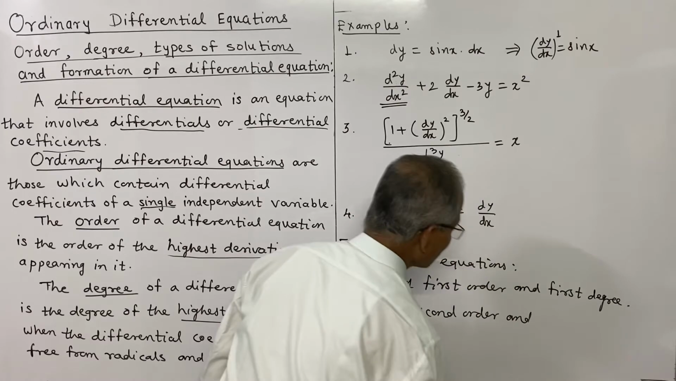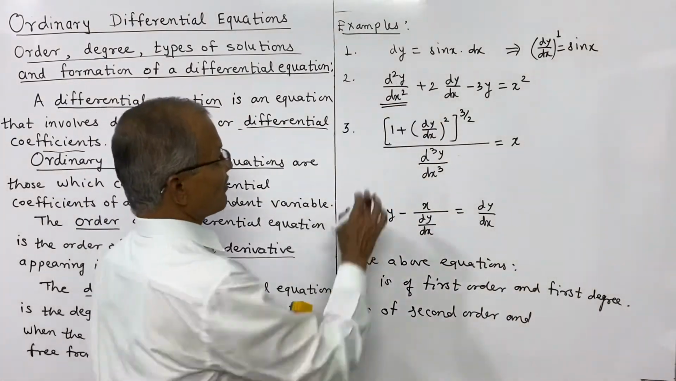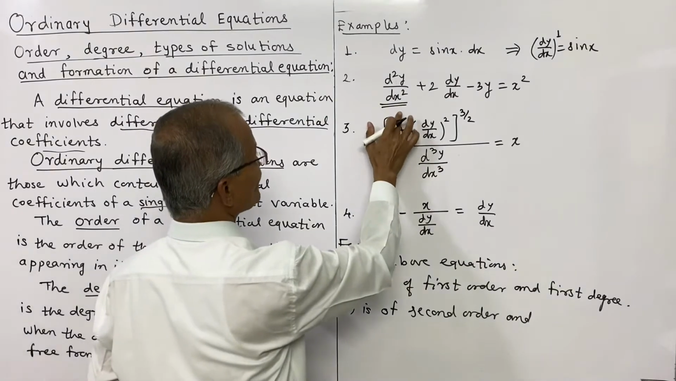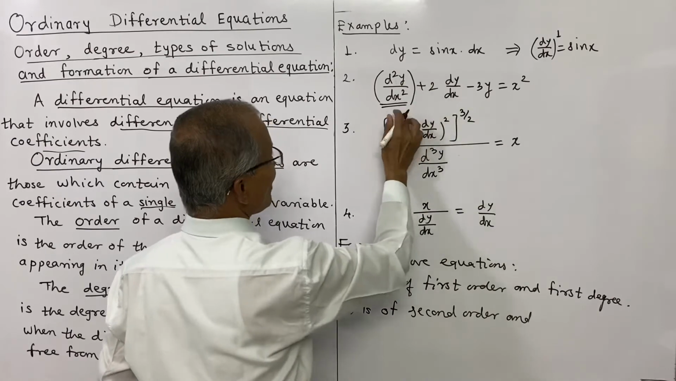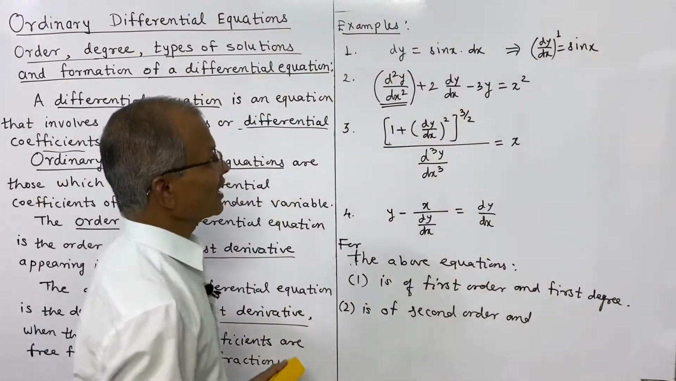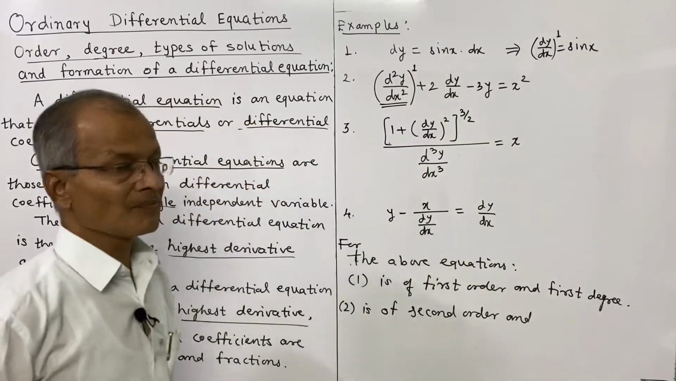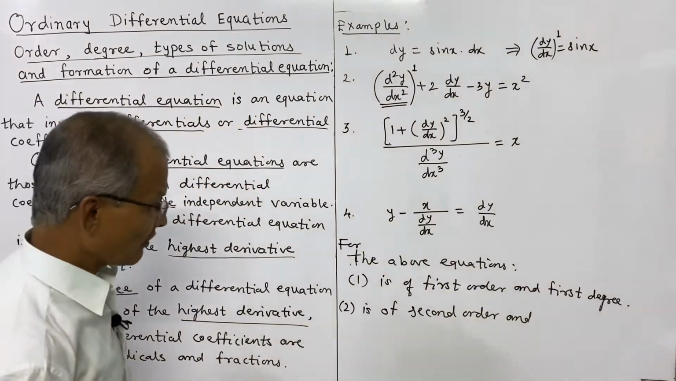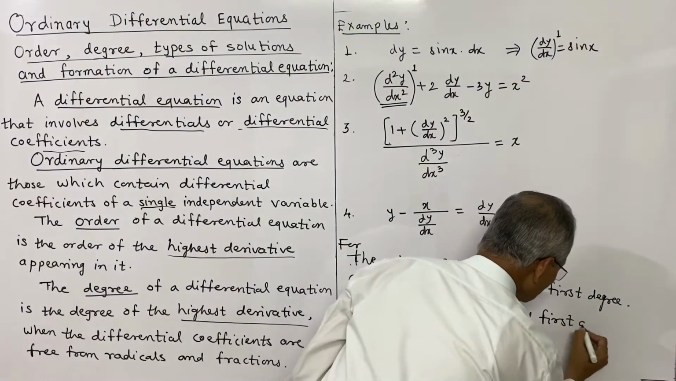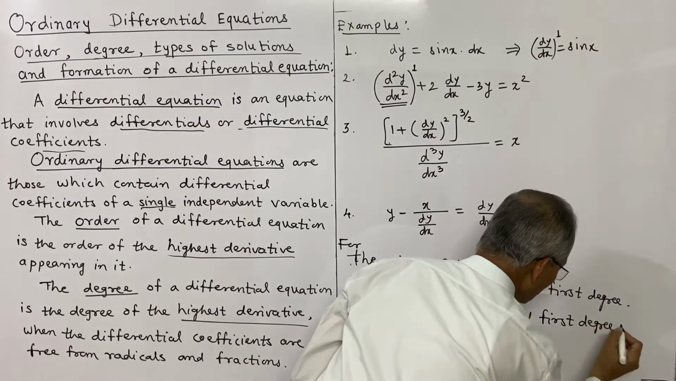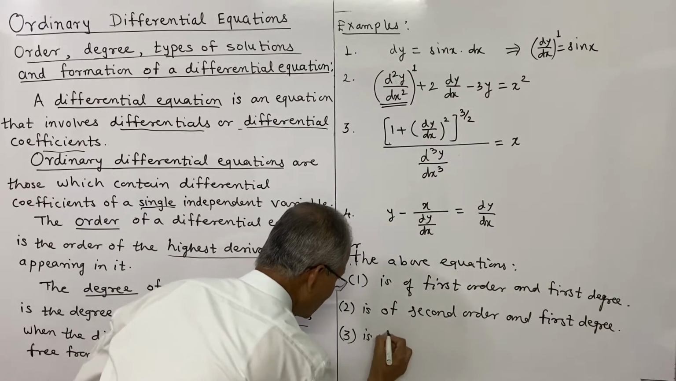And what about the degree? Now degree is decided by the same term, the degree of this term. Now this is the order, but degree means the power of this. So this term is repeated only one time, and that means the power, the index of this term, is 1, and therefore it is first degree. And now the third equation.